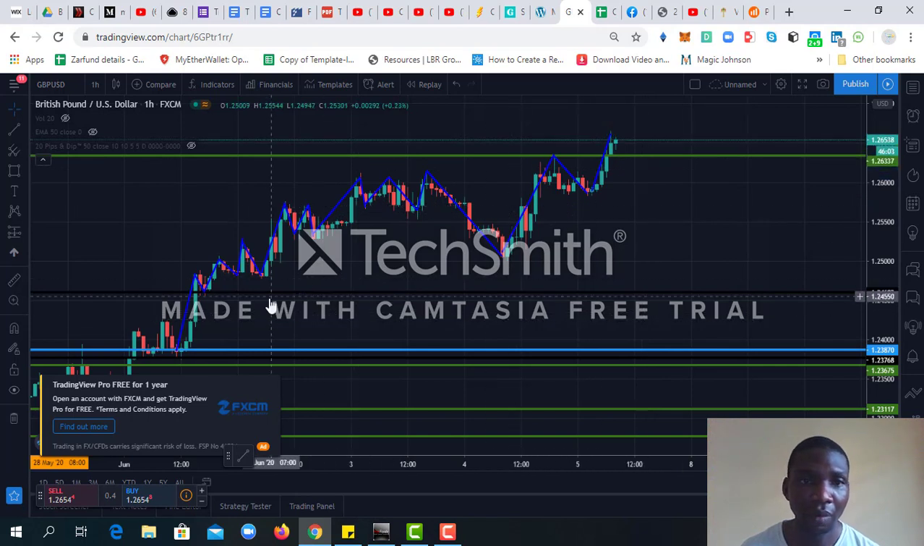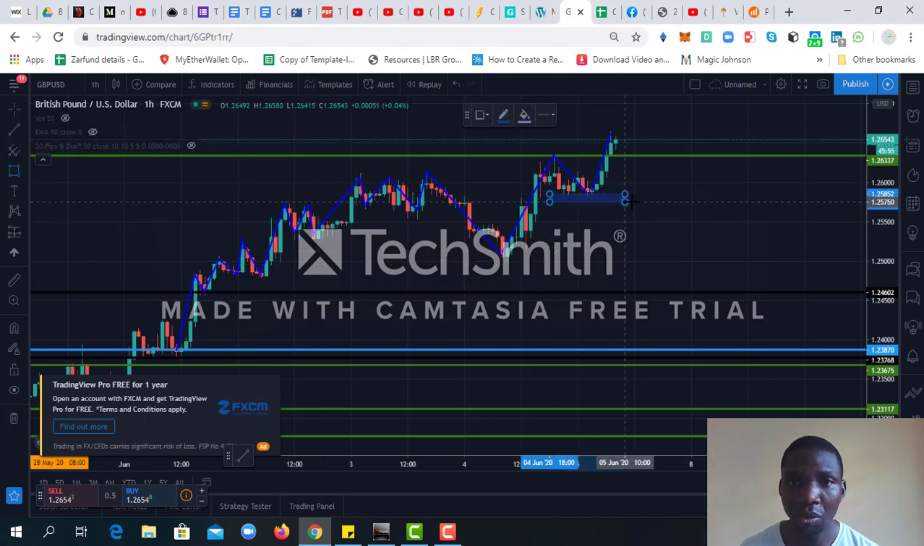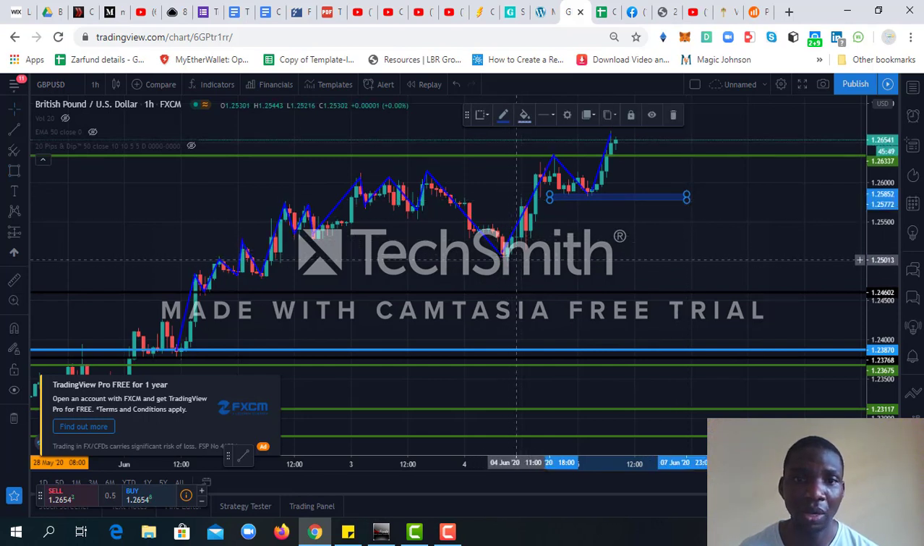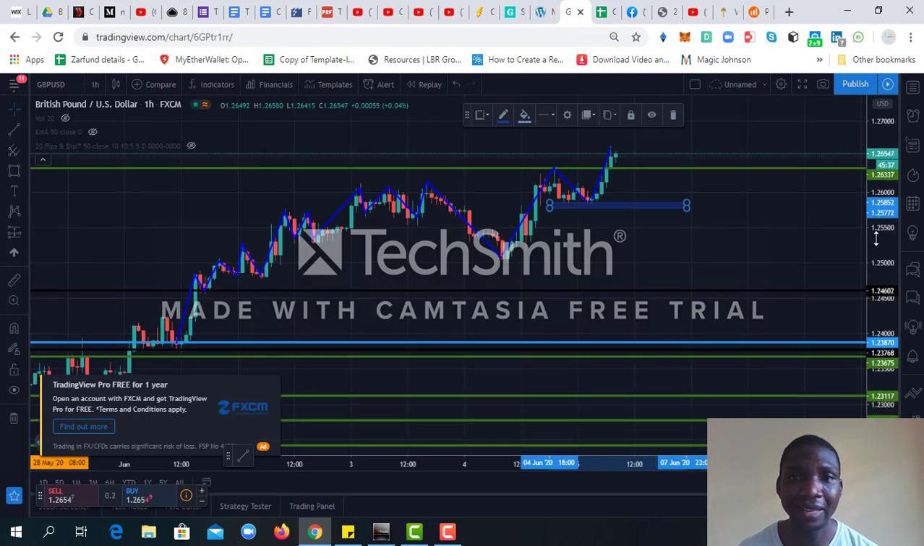Okay, so now we can see the latest structure, the most recent structure here, because we know that when price moves from a lower point to a higher point and then pulls back, it gives us a structure. This is the most recent structure right now. So right now we are not seeing anything that tells us for a sell yet.